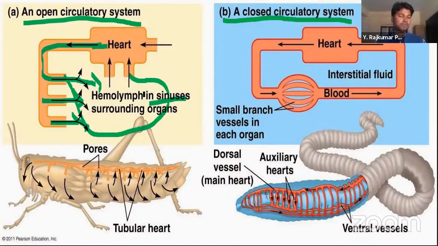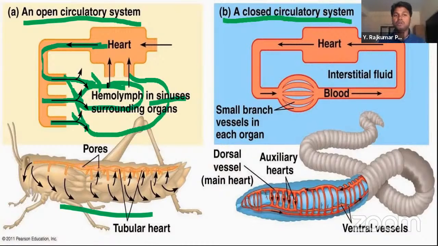Okay? Circuit means nothing but a complete closed manner. There is no circuit formed in the open circulatory system. Hence it is called open circulation. That means blood is released into the sinuses of the body. Okay. So in insects, you can see the hemolymph flowing all over the body. Okay. There are no blood vessels in them.